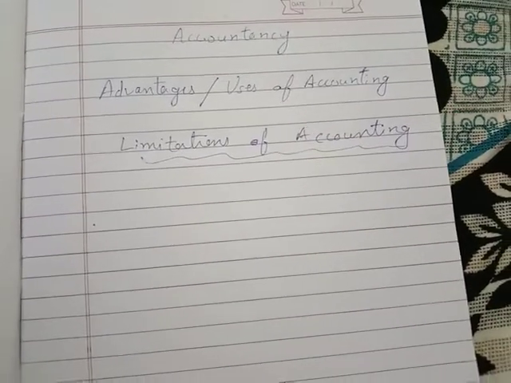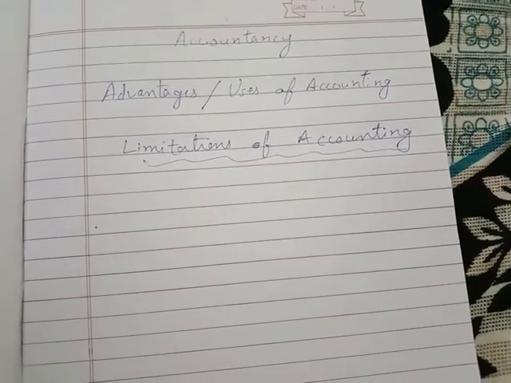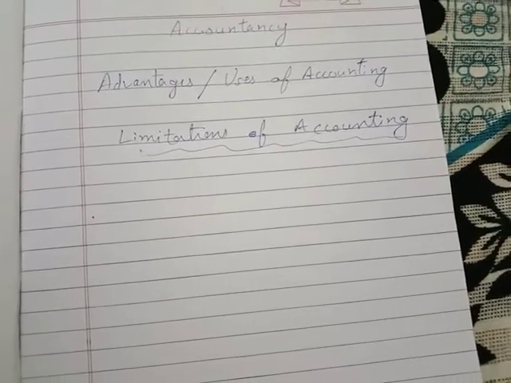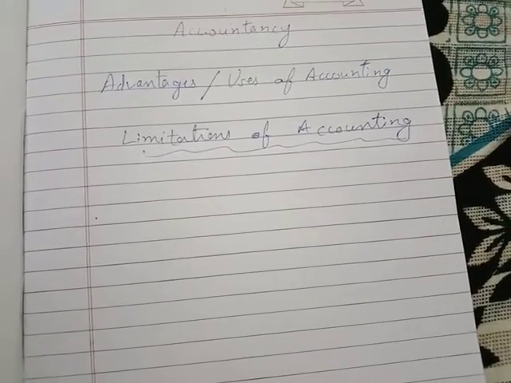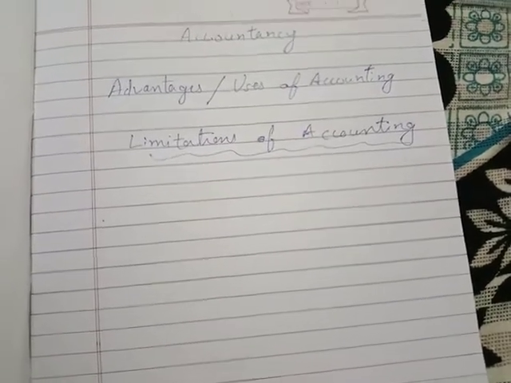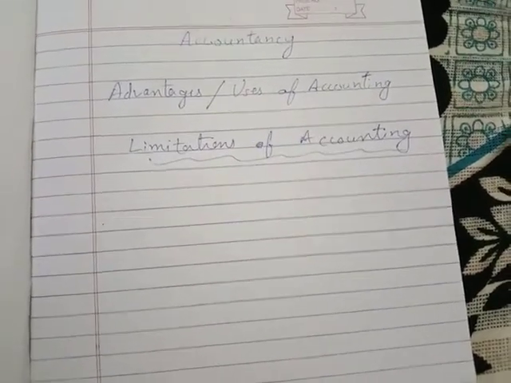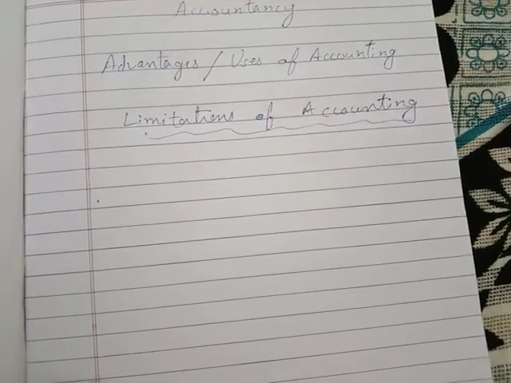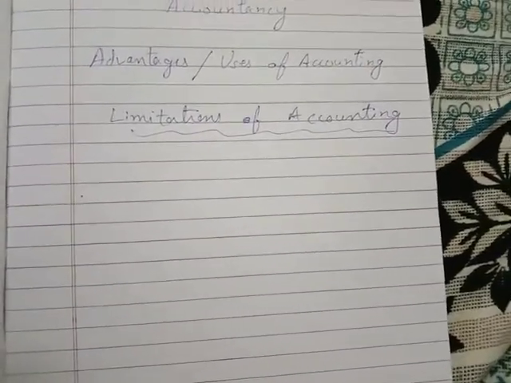Third point is incomplete information. Accounting statements provide only incomplete information because the actual profit or loss of the business can be known only when the business is closed down in the actual sense. Otherwise, all are estimates.